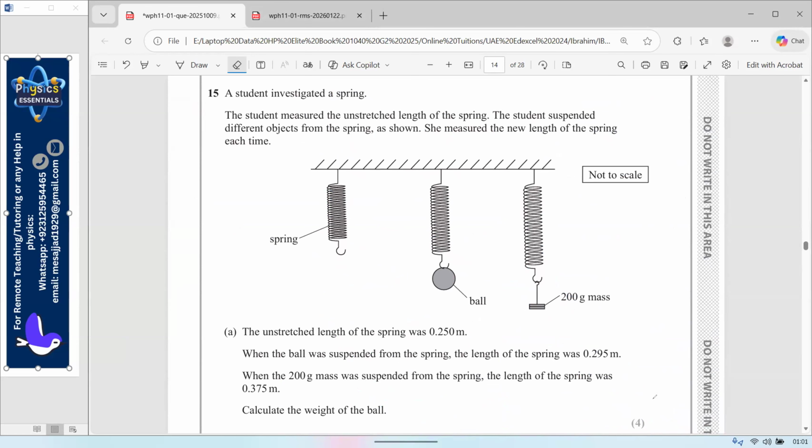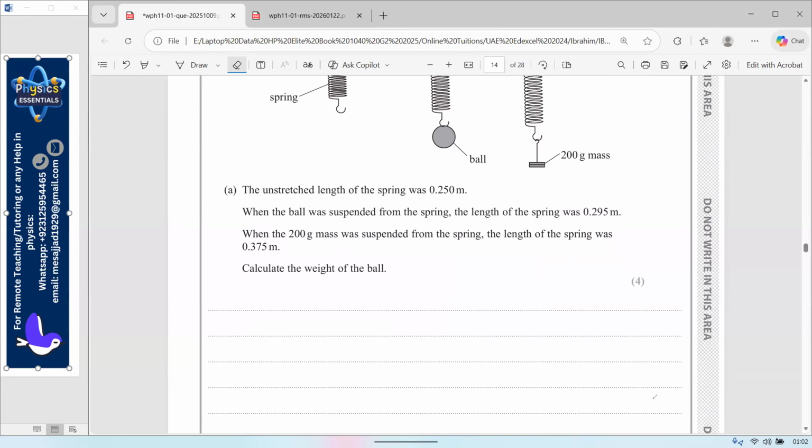When the ball was suspended from the spring, the length of the spring was 0.295 meters. When the 200-gram mass was suspended from the spring, the length of the spring was 0.375 meters. Calculate the weight of the ball. Okay, very easy question, not that difficult.